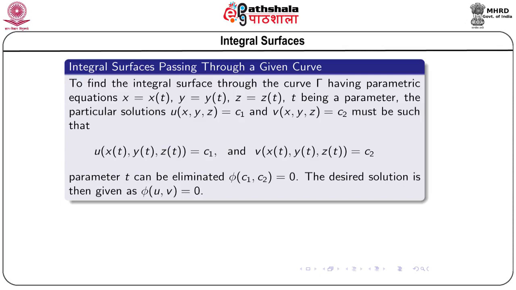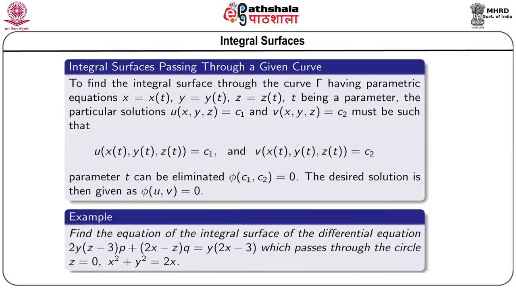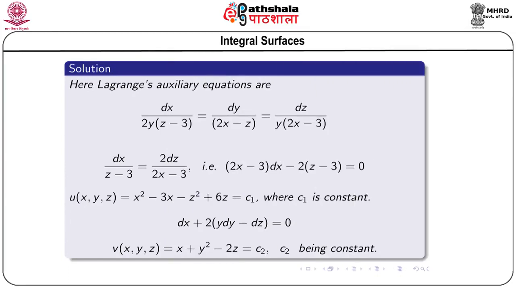Now, I shall illustrate this idea by taking one example. Suppose we want to find the integral surface of the quasi-linear equation (2yz minus 3) p plus (2x minus z) q equals y(2x minus 3), and the integral surface which passes through the circle z equals 0, x squared plus y squared equals 2x. Now, the auxiliary equation for the given equation can be written as dx by this equals dy by this equals dz by y(2x minus 3).